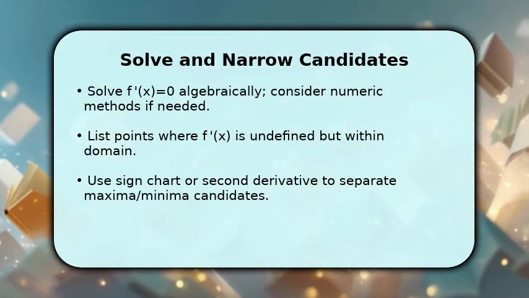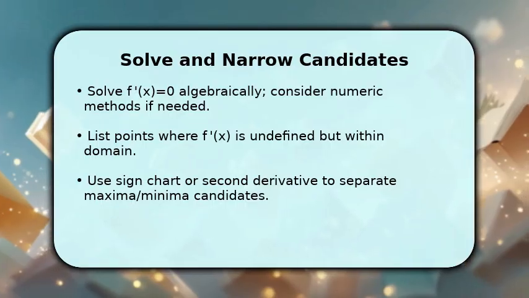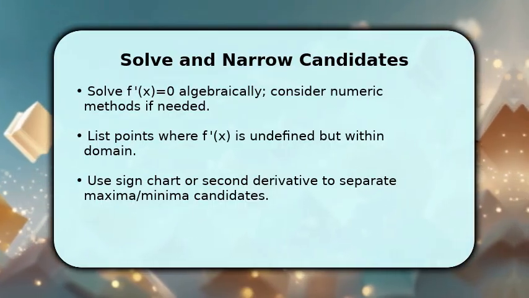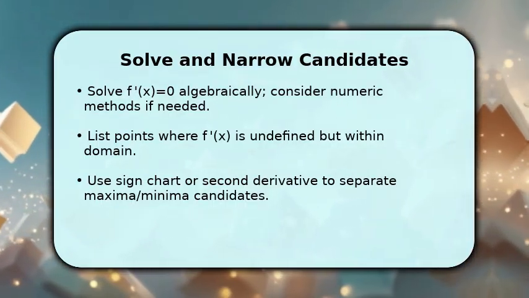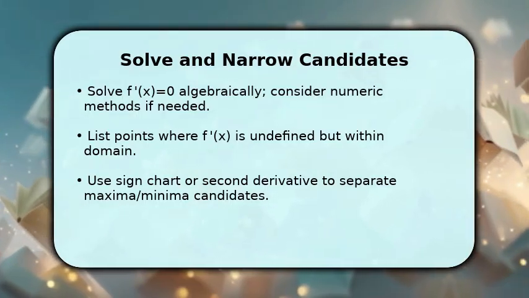Next, set f prime equal to 0 and solve for x. Use factoring, quadratic formula, or a numeric solver when necessary. At the same time, include any domain points where f prime is undefined, but the original function exists.